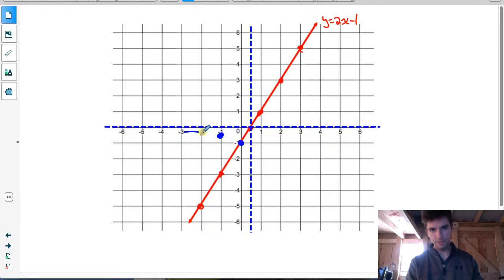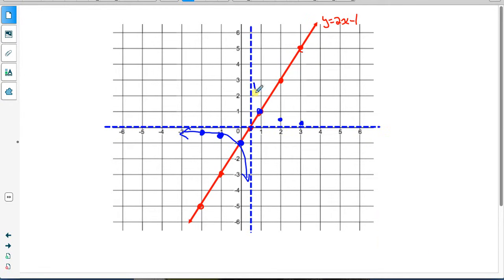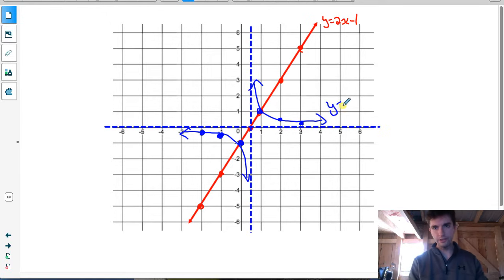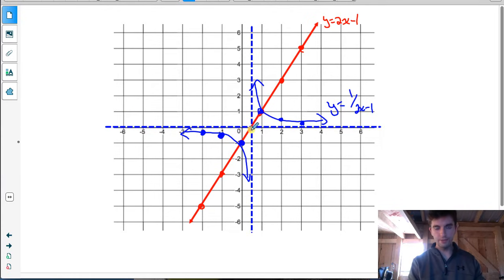So this branch of the hyperbola is going to look like this. Make sure you never cross your horizontal or vertical asymptotes. And then the function exists in this quadrant as well. So the blue function is our reciprocal function, the 1 over 2x minus 1. And we got all of its y values just by doing the reciprocals of all the y values of 2x minus 1. So notice when the linear function was 0, the reciprocal is undefined. And when the linear function was 1 or -1, the reciprocal function was in the same spot. And that's because the reciprocal of 1 or -1 is itself.